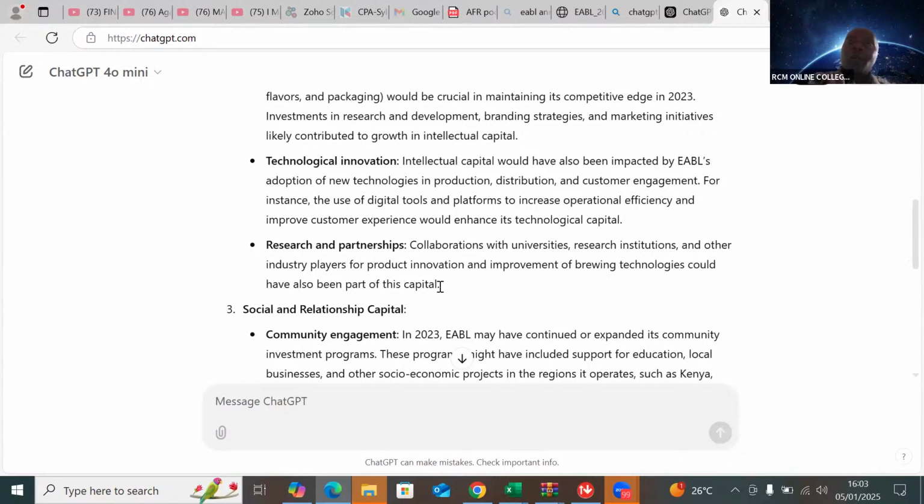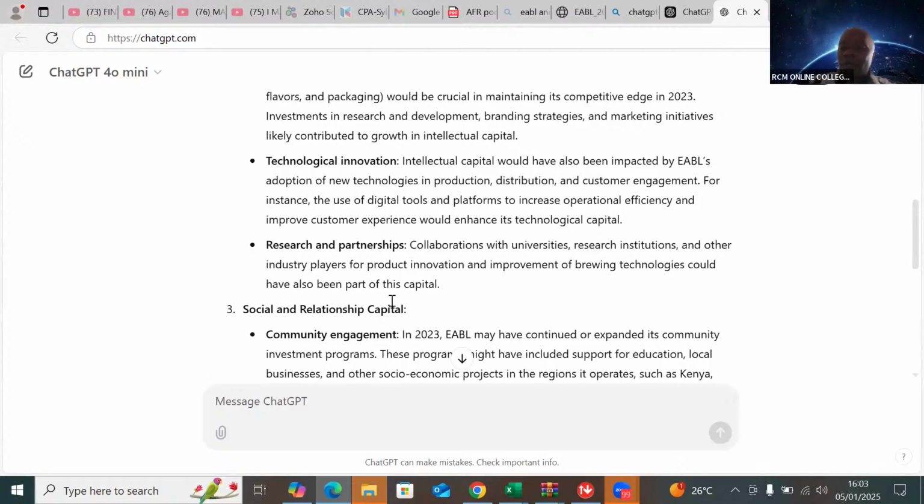But remember, we talk about intellectual capital. Yes, it has those innovations, that research and development. But most importantly, there is the copyrighting and trademarking, so that now we can be able to value the increase in capital.